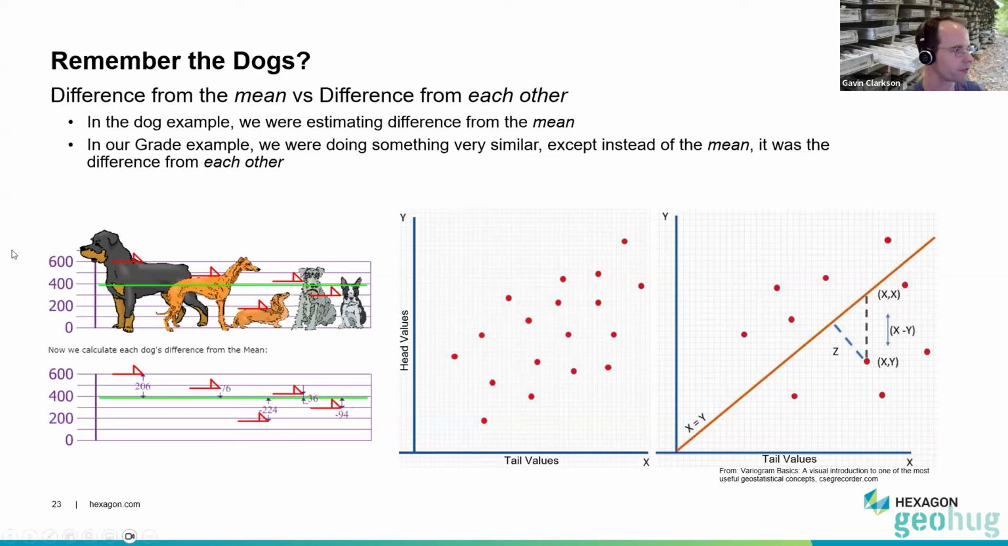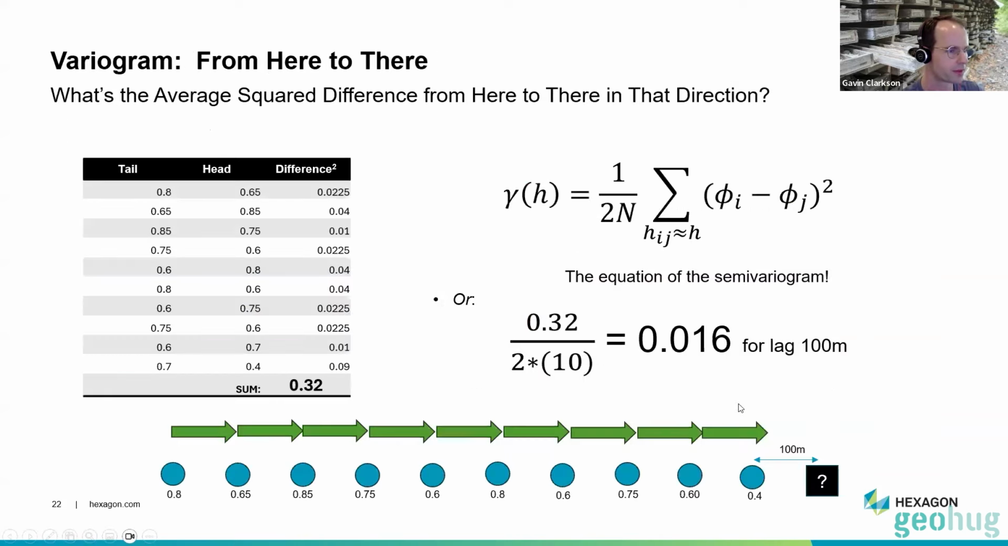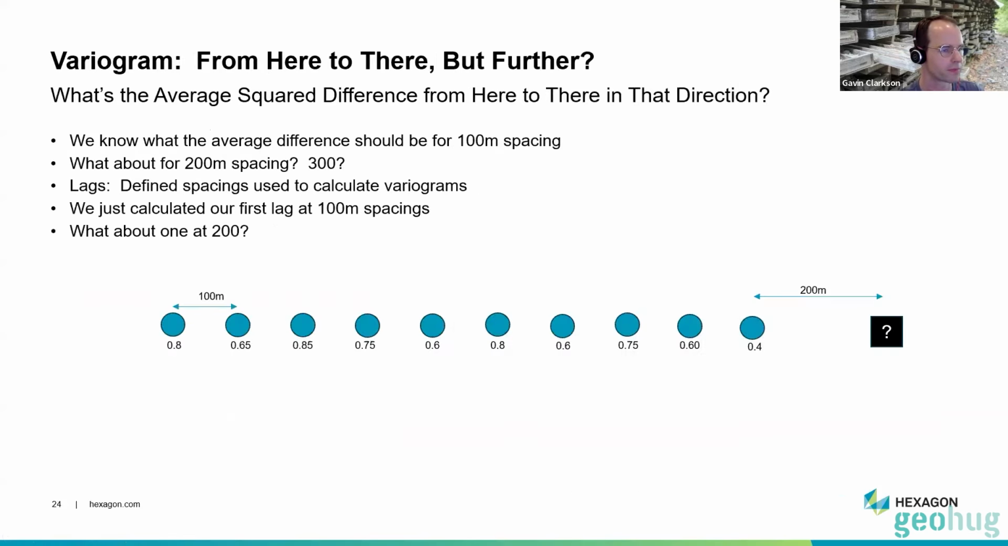So instead of doing the difference from the dog shoulders, we're doing the difference from equivalency for this data set, the tails versus the heads at a certain spacing, in this case, 100 meters. Ready. So what if I want to do that calculation for another block, except this one's 200 meters away? Now I need to know for any samples that are 200 meters away, what's their average difference? How different would I expect them to be at 200? You might be ahead of me on this one.